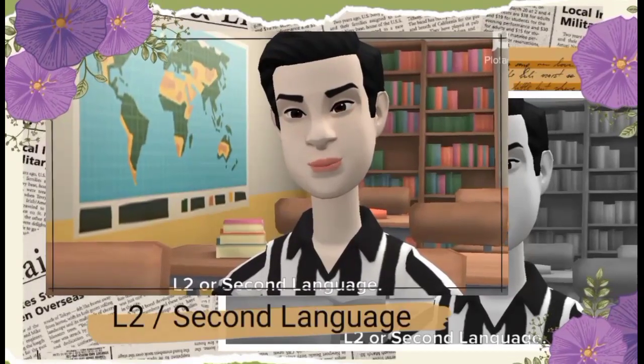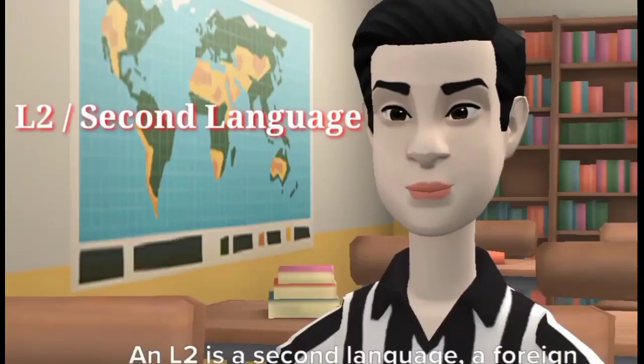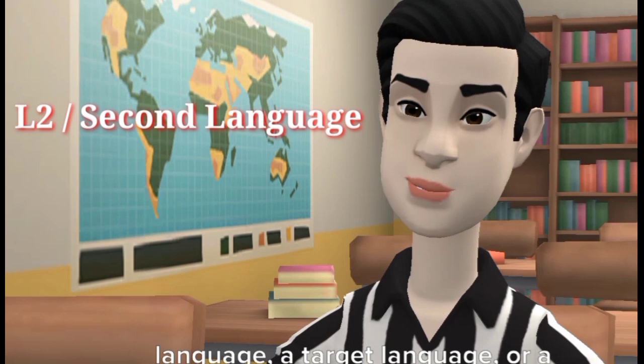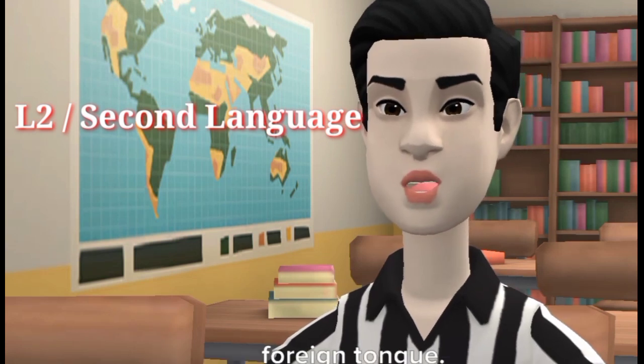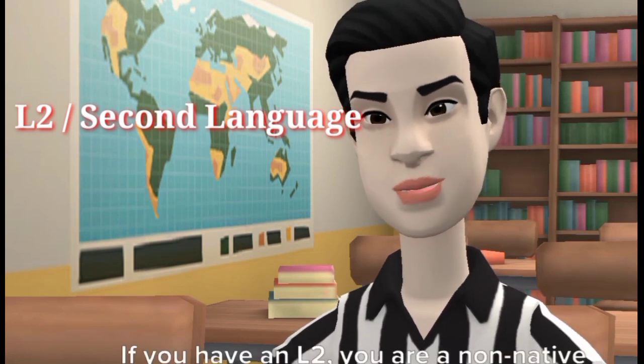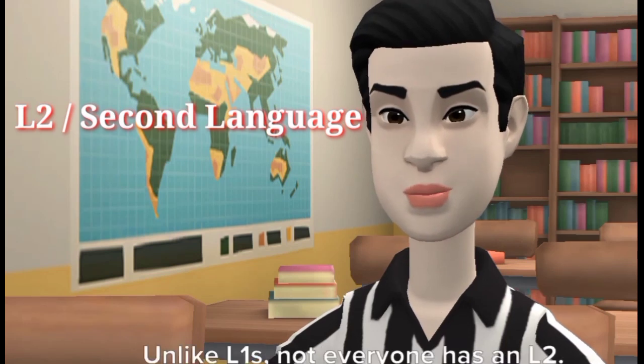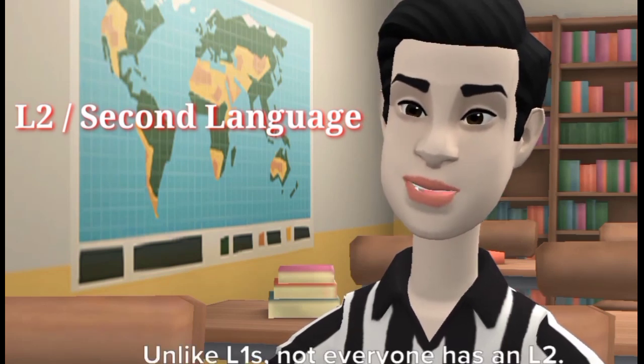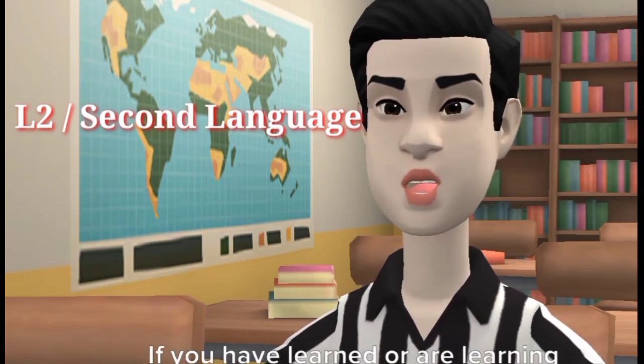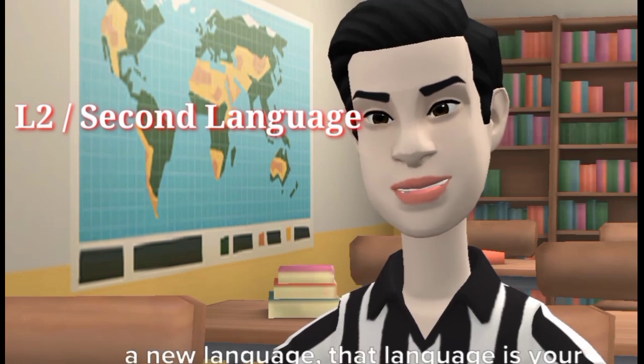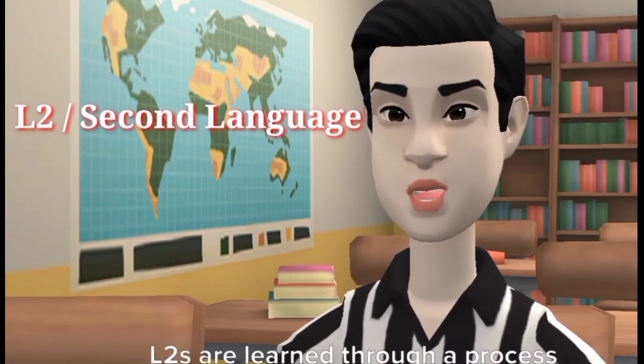L2 or second language. What does L2 mean? An L2 is a second language, a foreign language, a target language, or a foreign tongue. If you have an L2, you are a non-native speaker of that language. Unlike L1s, not everyone has an L2. If you have learned or are learning a new language, that language is your L2.